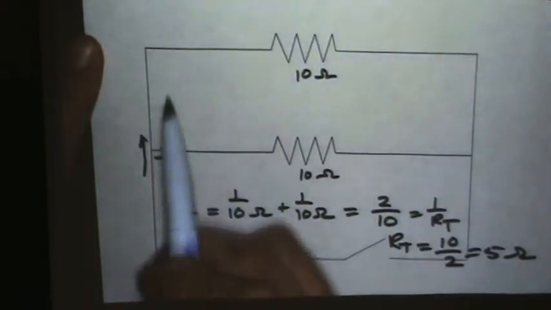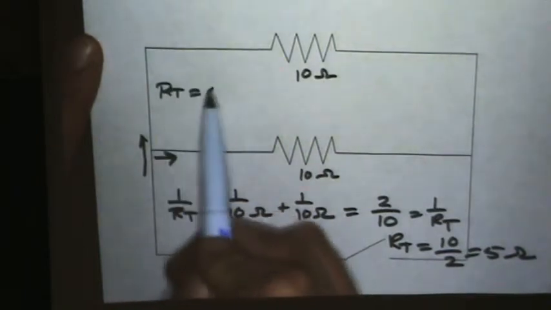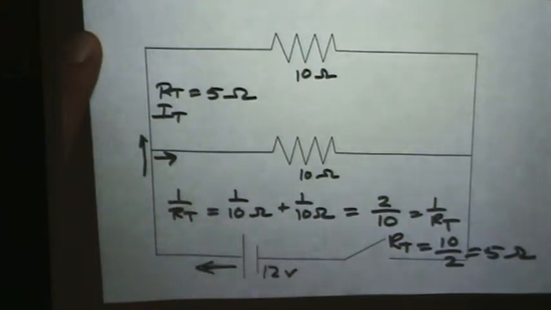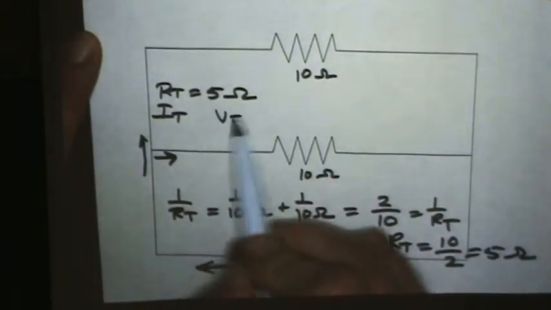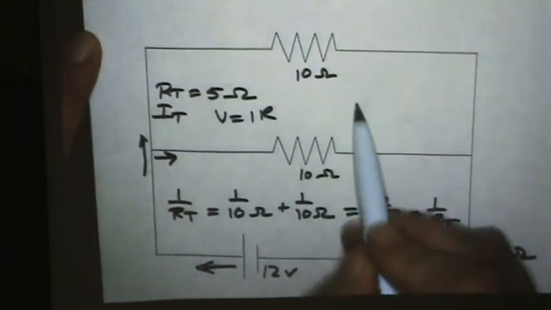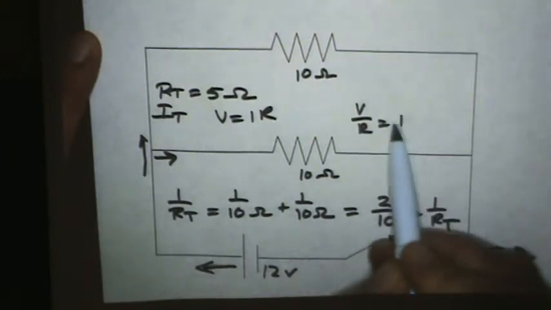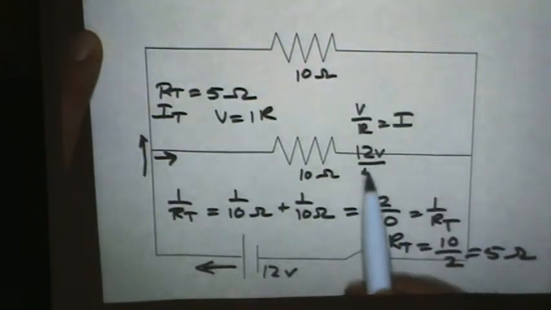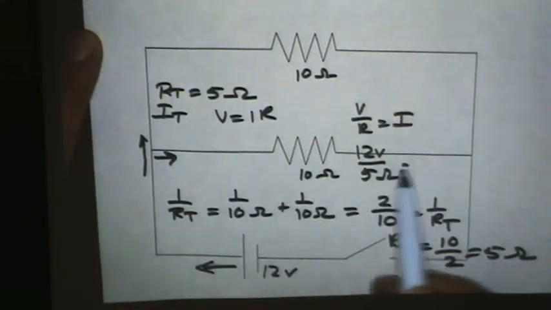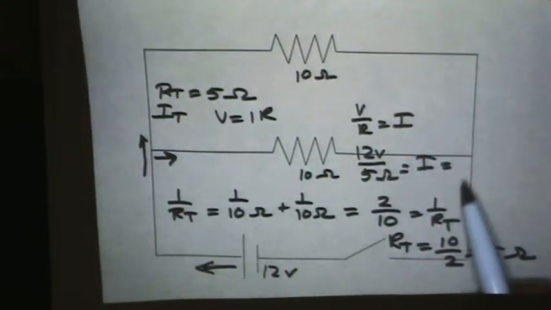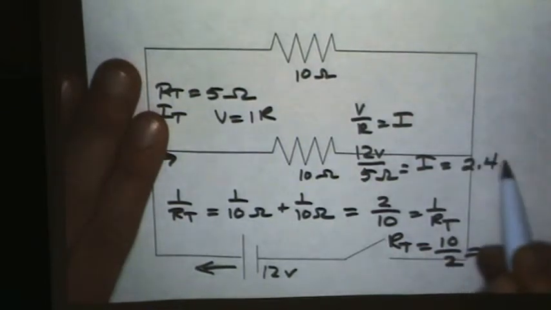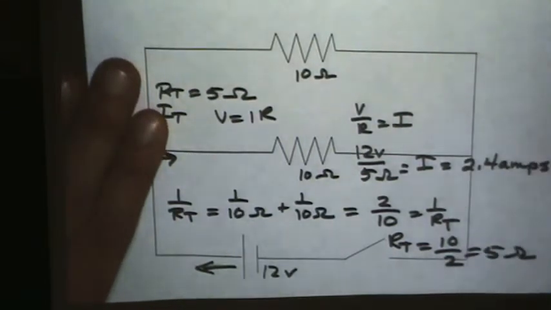Once I find the total resistance of 5 ohms, I'm going to find the total current, just like I did before. I'm going to use Ohm's law to do it. Voltage divided by resistance equals current. My voltage is 12. My resistance is 5. That makes my current approximately 2.4 amps. Hopefully you can see that.